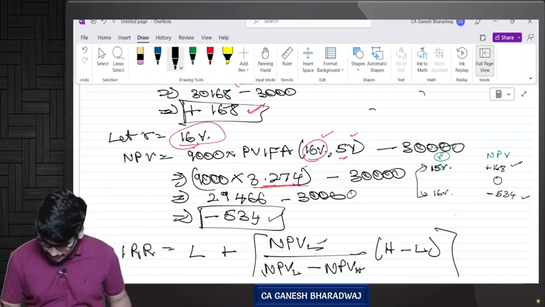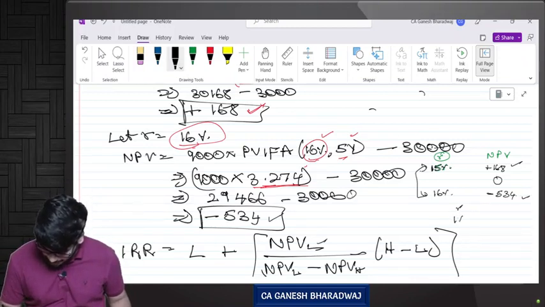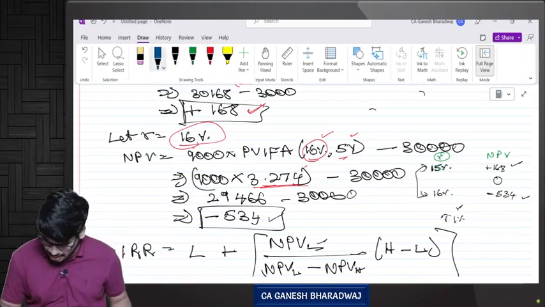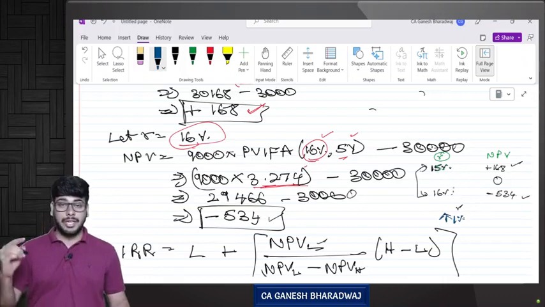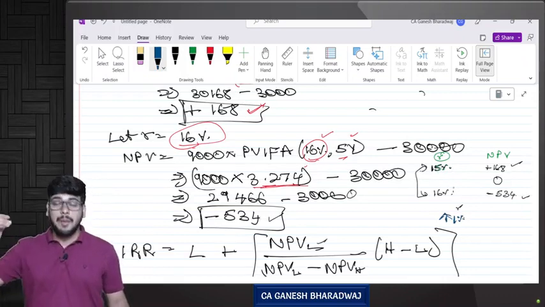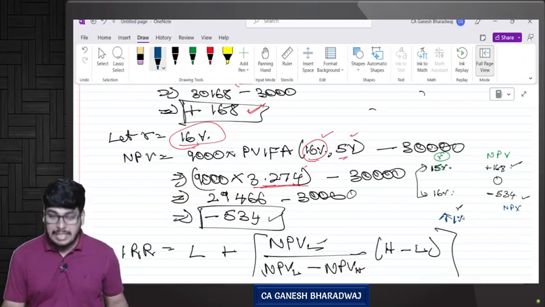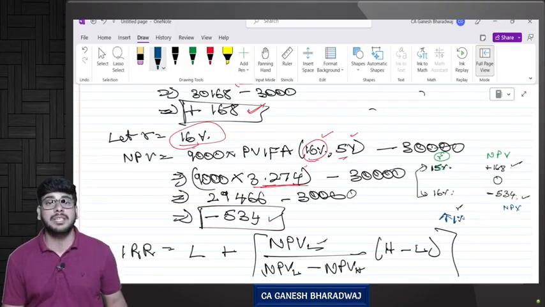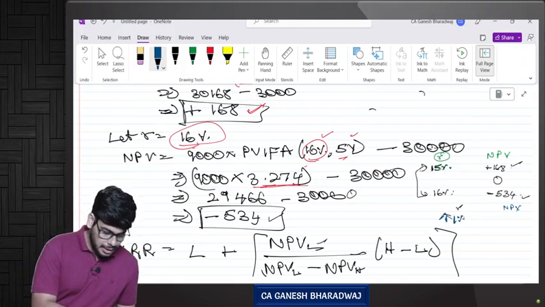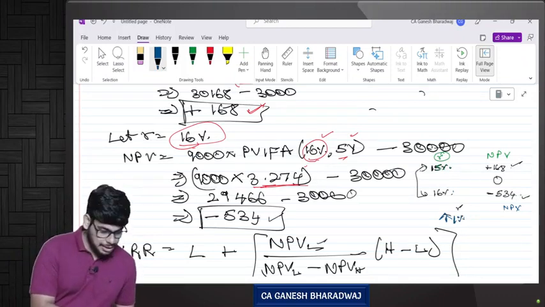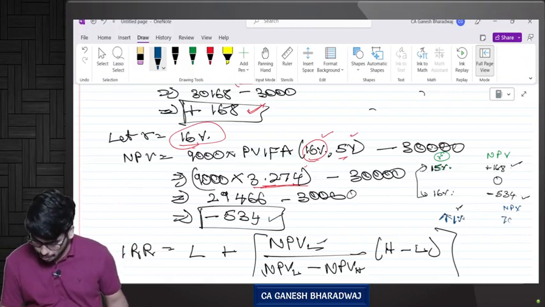If I increase the rate by 1 percent, logically you just think and tell me, if I increase the rate from 15 to 16, by 1 percent, my NPV falls by how much? 168 minus minus 534, correct? So 168 plus 534. How much is that? So it is going to be 702. My NPV falls by 702.